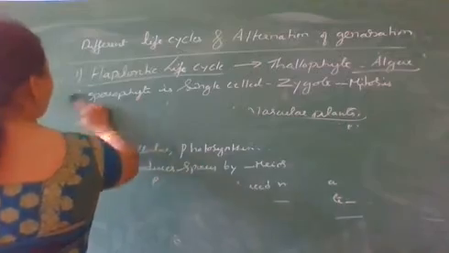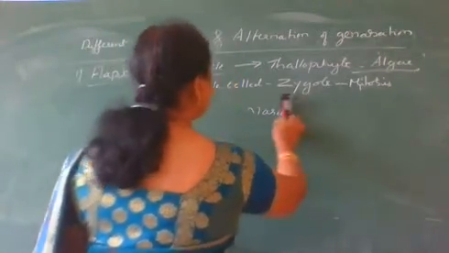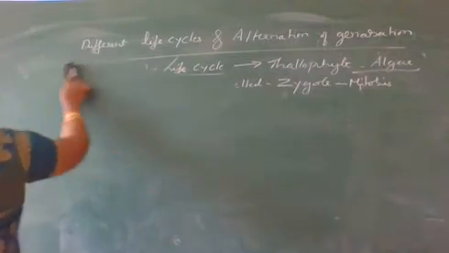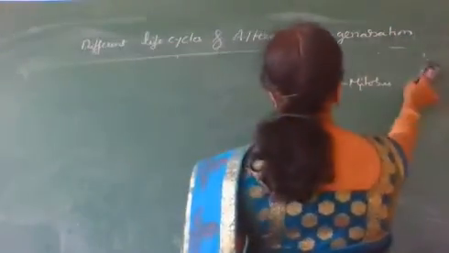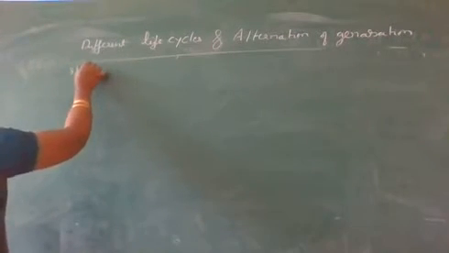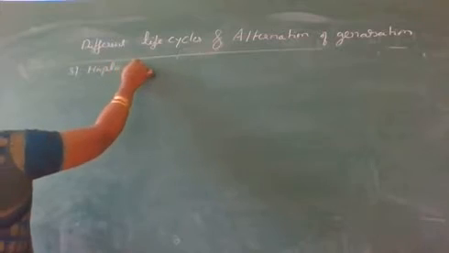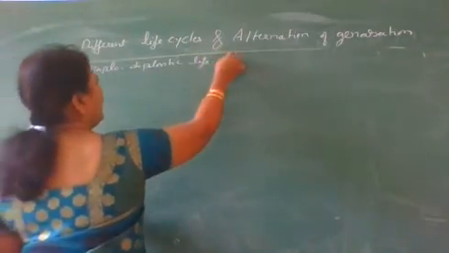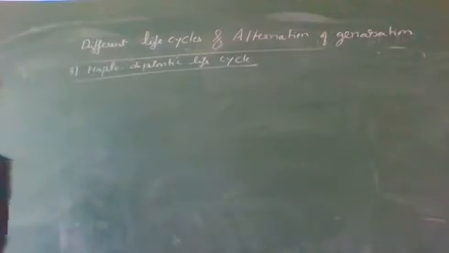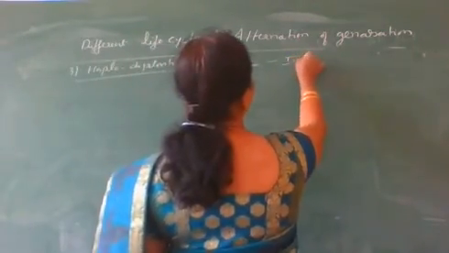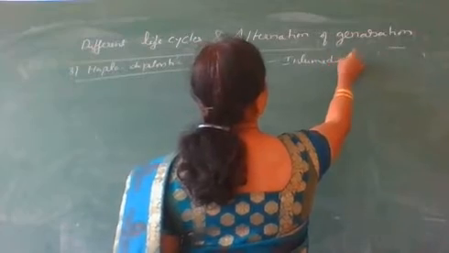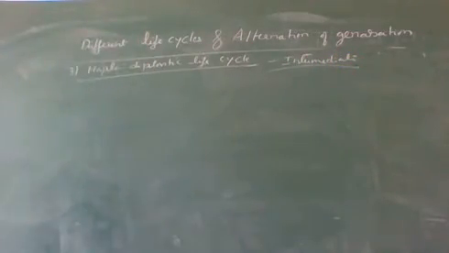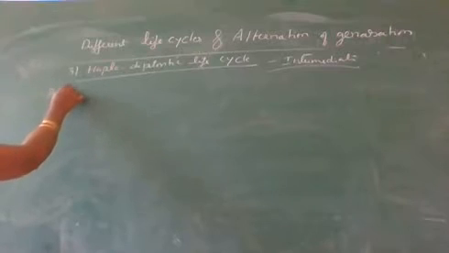Then the third type of life cycle is the intermediate type of life cycle, that is called the haplodiplontic life cycle. Haplodiplontic life cycle. Now, this is the intermediate type. That too in the case of bryophytes.